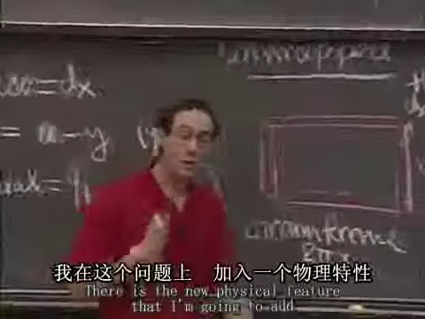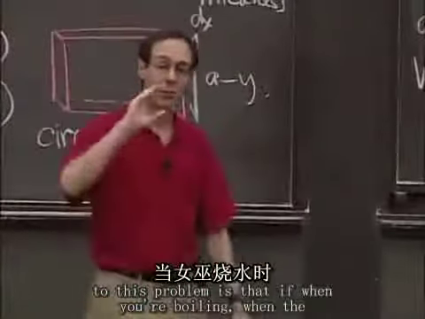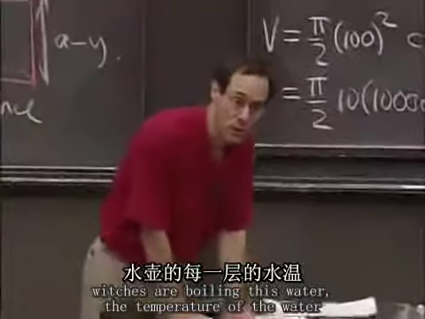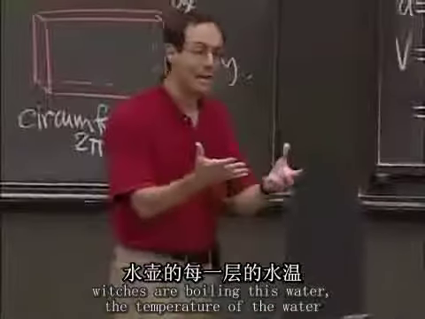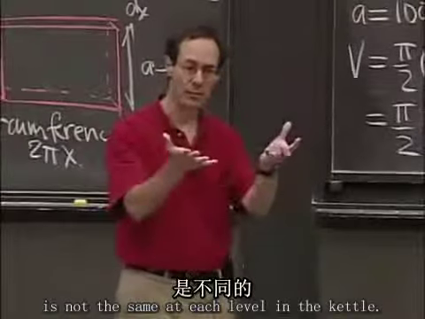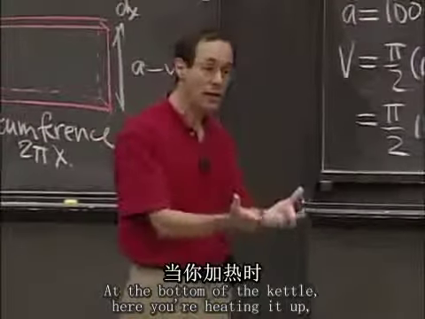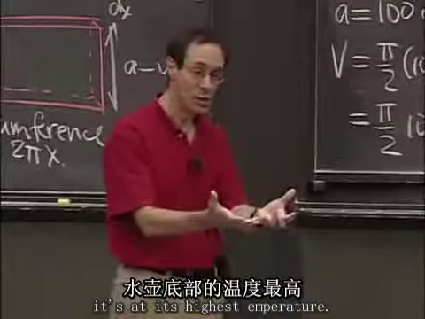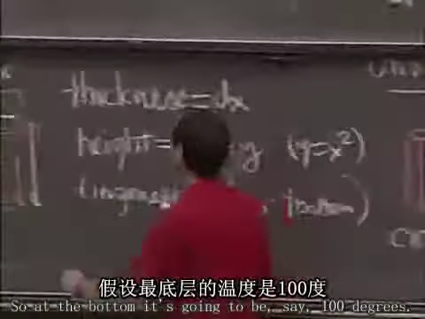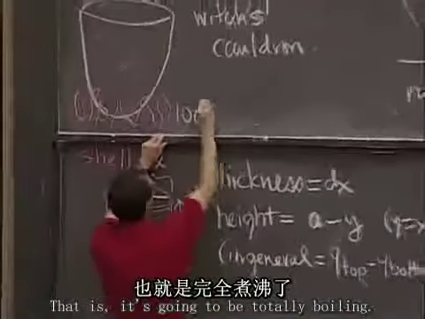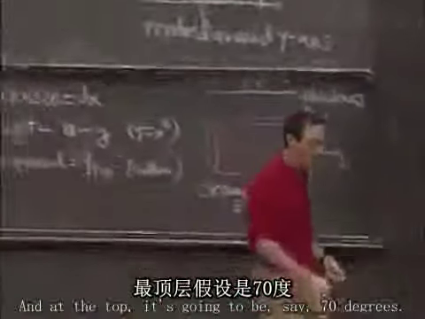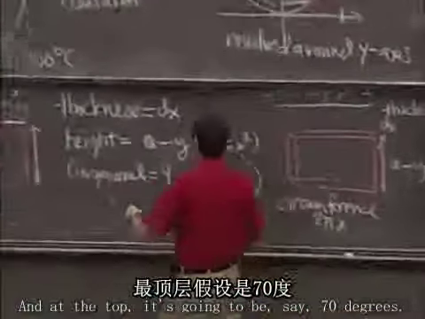The new physical feature that I'm going to add to this problem is that when the witches are boiling this water, the temperature of the water is not the same at each level in the kettle. At the bottom of the kettle where you're heating it up, it's at its highest temperature. So at the bottom, it's going to be, say, 100 degrees. That is, it's going to be totally boiling, 100 degrees Celsius. And at the top, it's going to be, say, 70 degrees.